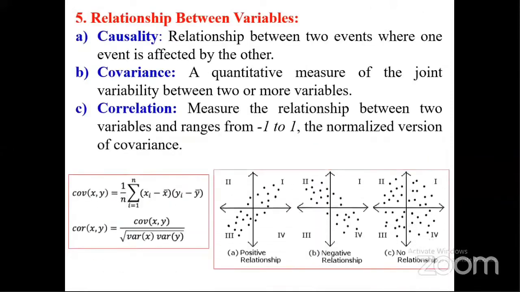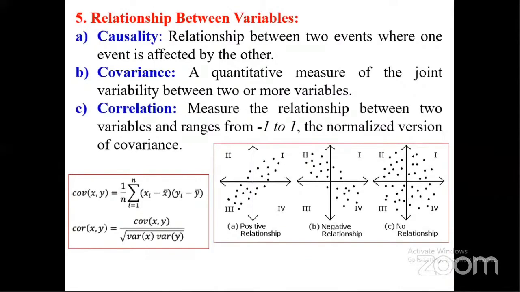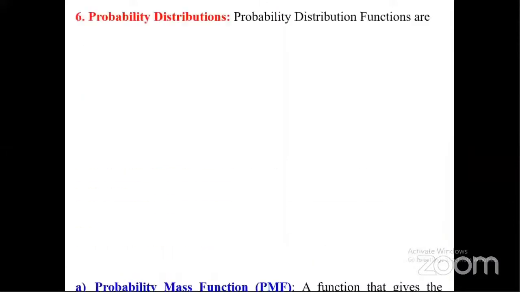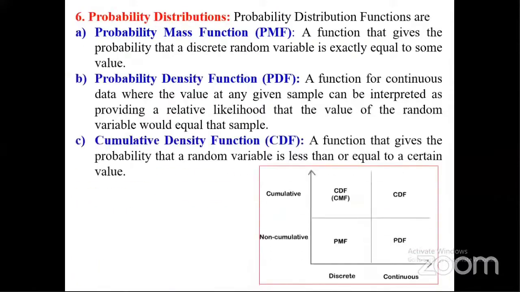Relationship between variables like causality, covariance, correlation. So that is called relationship between variables. And probability distribution, we are using 3 methods like PMF, PDF, CDF: probability mass function, probability density function, cumulative distribution function, etc.